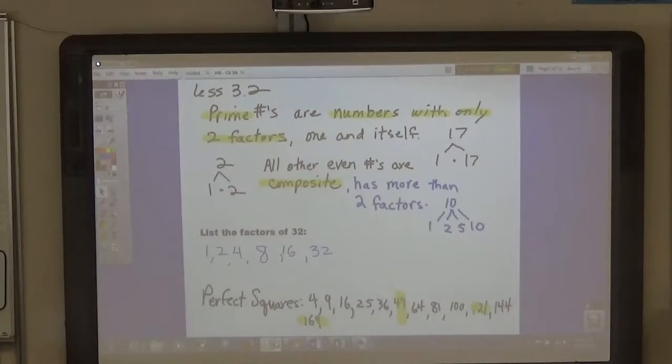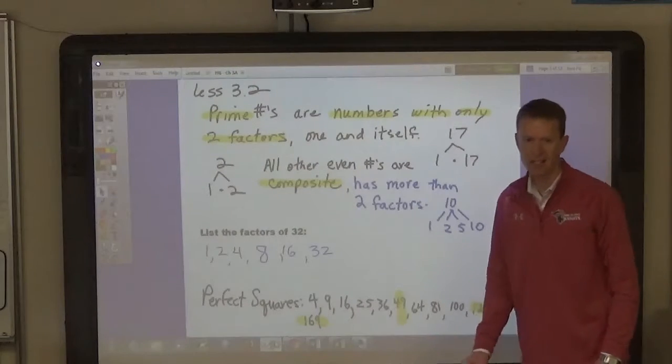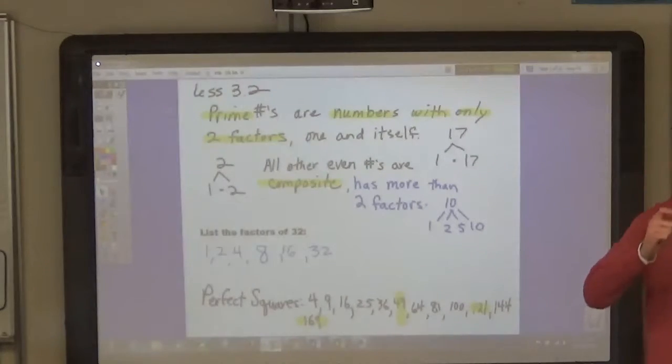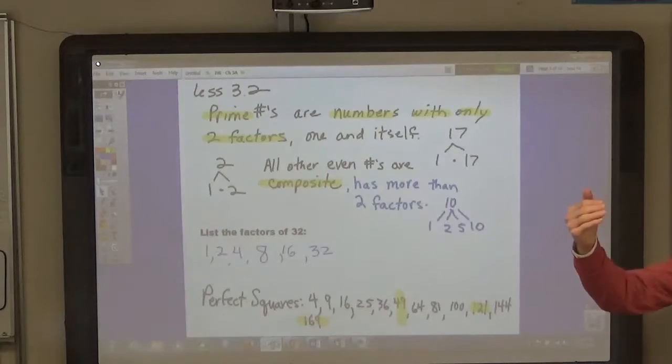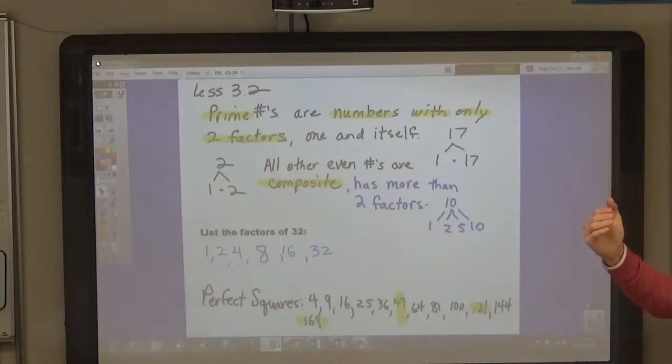All right, class. We're going to go over lesson 3-2. This is on prime numbers and composite numbers. Numbers that are going to fall into either the category of being a prime number or a composite number. We're talking about positive numbers here.